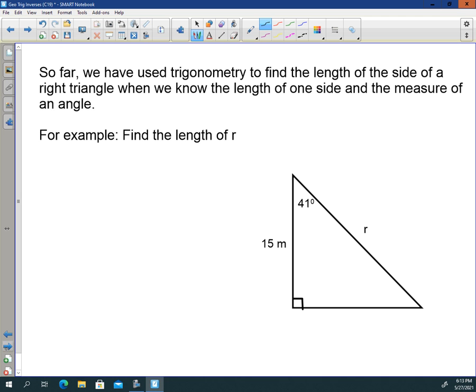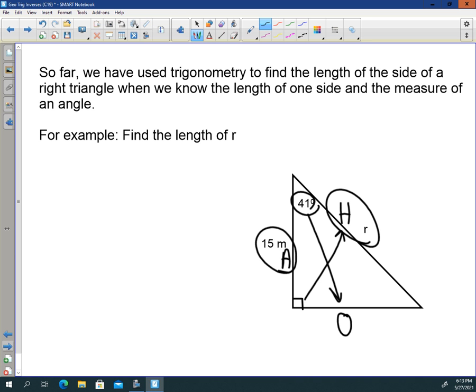So for example, we can find the length of r by recognizing that we have a theta, and directly across from theta is the opposite side. Directly across from the right angle is the hypotenuse, leaving this side to be the adjacent. We know the adjacent, we want the hypotenuse, and that's going to help us pick a trig ratio. We have SOH CAH TOA to help us remember how to set up those equations.